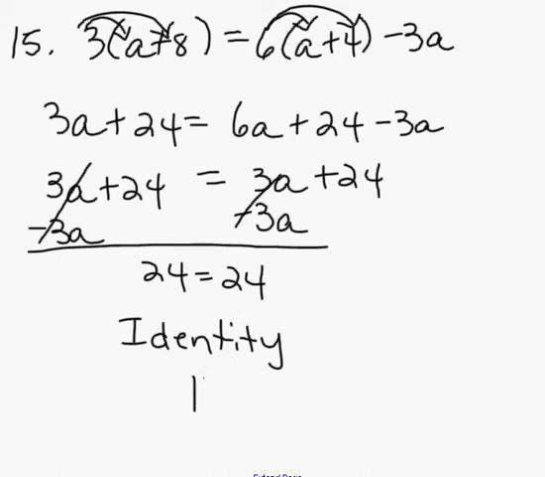The answer is all real numbers, because an identity means that no matter what value of the variable, in this case a, that you choose, when you plug it in, the left-hand side and the right-hand side will be in agreement. So the type of problem it is an identity. The solution to it is all real numbers, meaning any value of a would work to solve this problem.